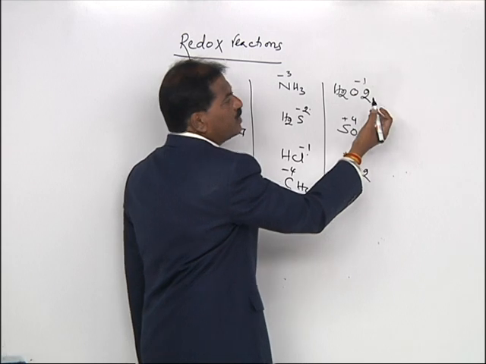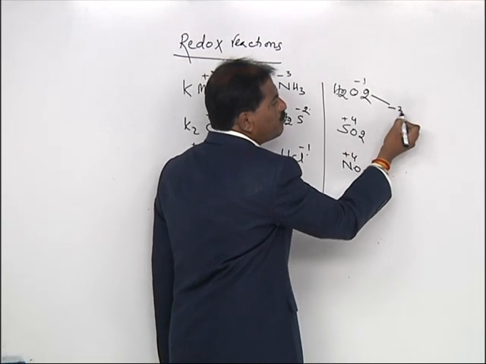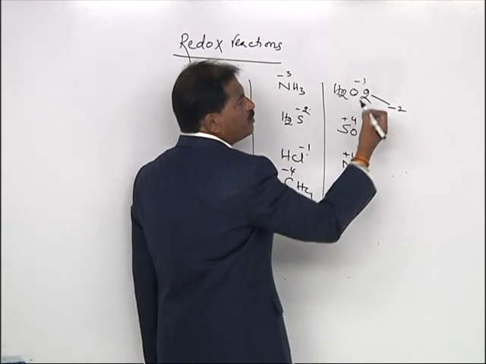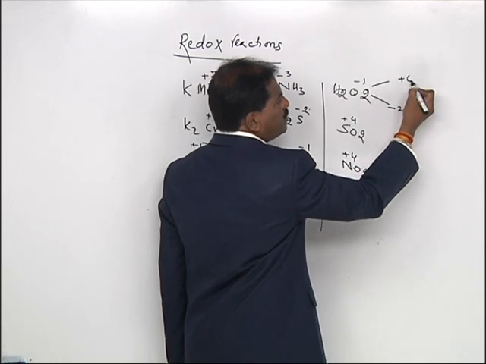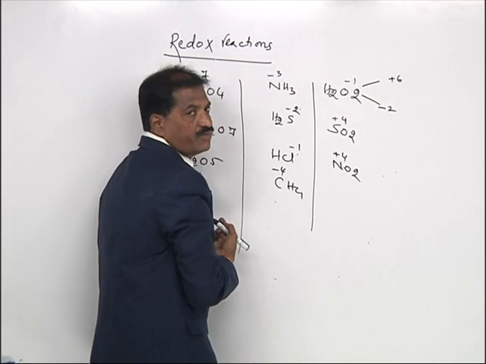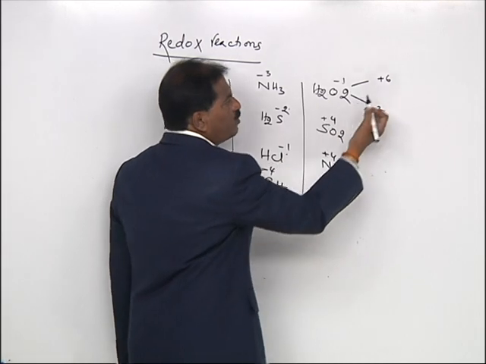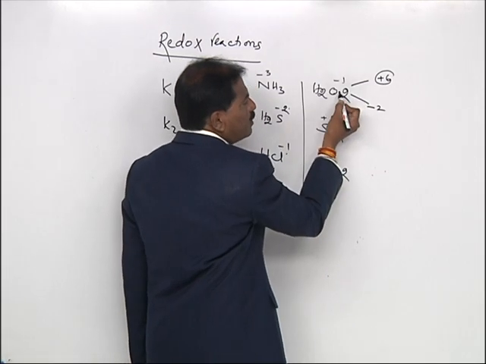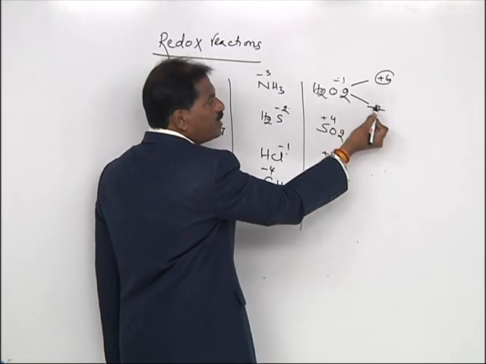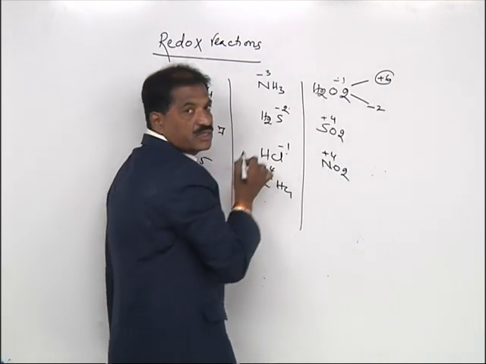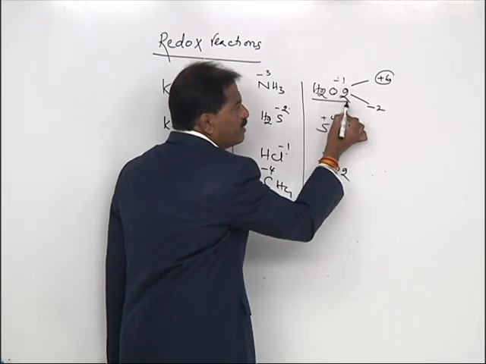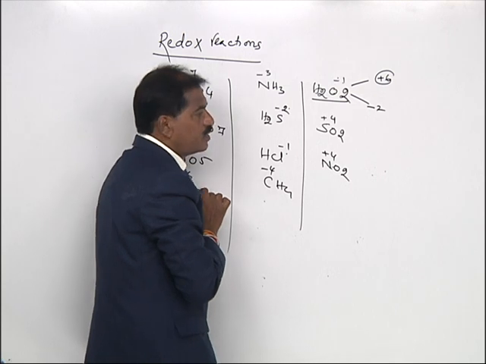For oxygen, the least possible value should be -2. The highest possible value should be +6 because it belongs to the oxygen family, 16th group. But here the oxidation state of the oxygen is neither equal to the lowest value nor equal to the highest value. Hence, it can act as both oxidizing and reducing agent.